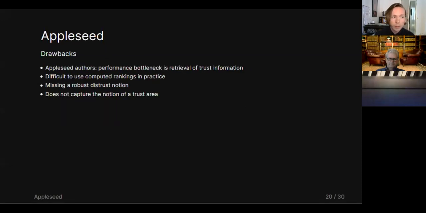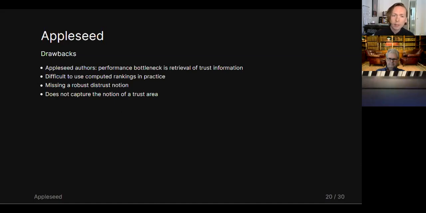So Appleseed isn't perfect, of course. It has a few drawbacks. The authors in the paper mention that retrieving the trust information is a performance bottleneck. Because this was developed in the mid-2000s, they were envisioning that you're getting your trust information from the web somehow. But the most important thing that was really hard is that it's difficult to use these computed rankings in practice.